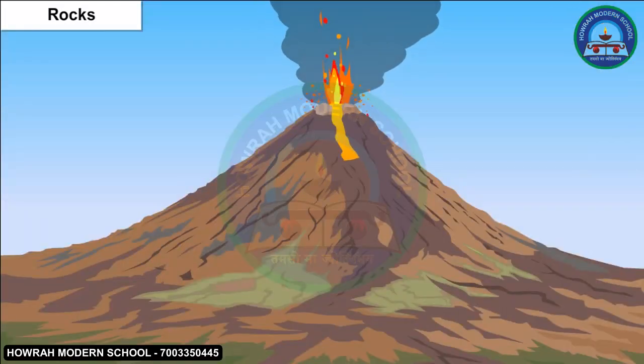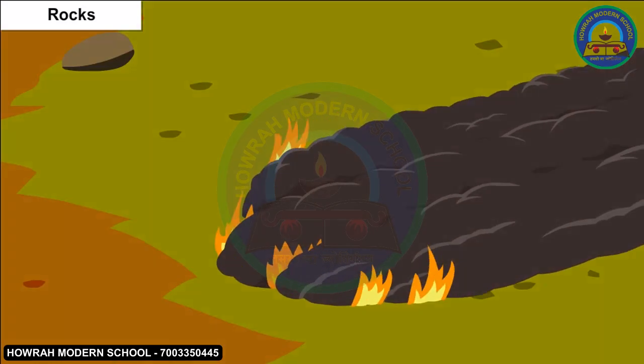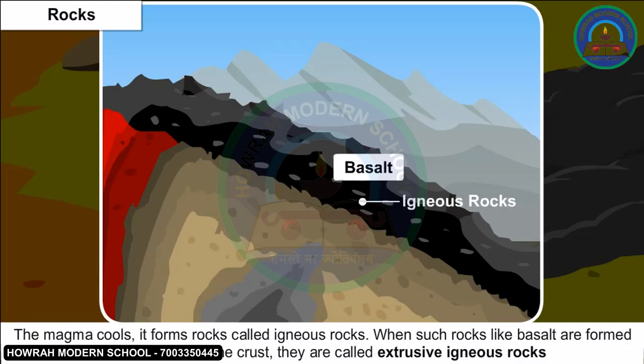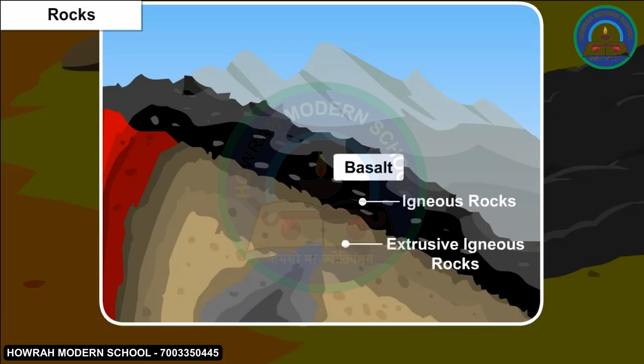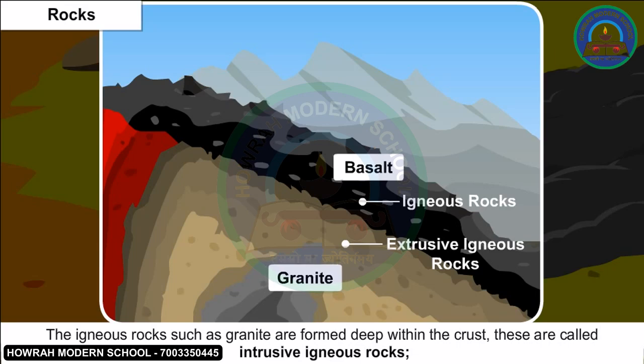When a volcano erupts, the molten lava flows out and pours onto the Earth's surface in the form of molten magma. When the magma cools, it forms rocks called igneous rocks. When such rocks, like basalt, are formed on the surface of the crust, they are called extrusive igneous rocks. These are smooth in texture. When igneous rocks such as granite are formed deep within the crust, these are called intrusive igneous rocks.